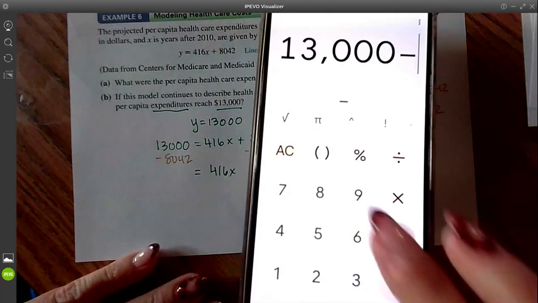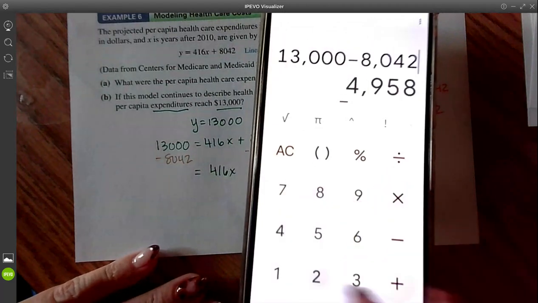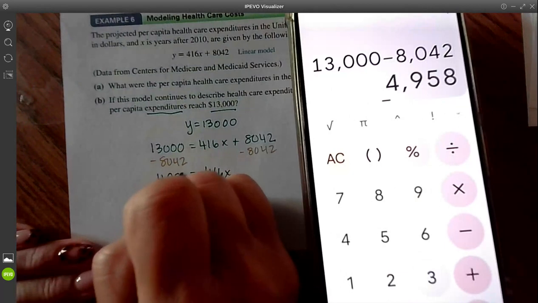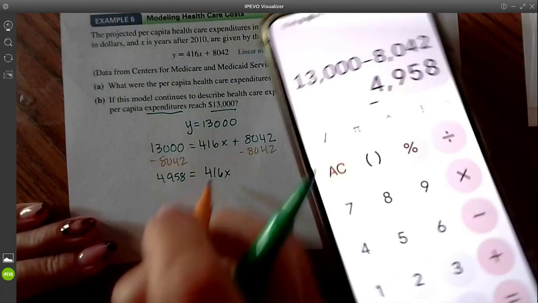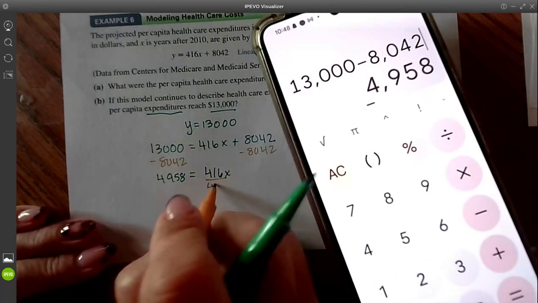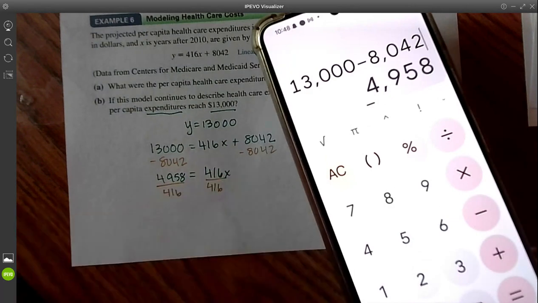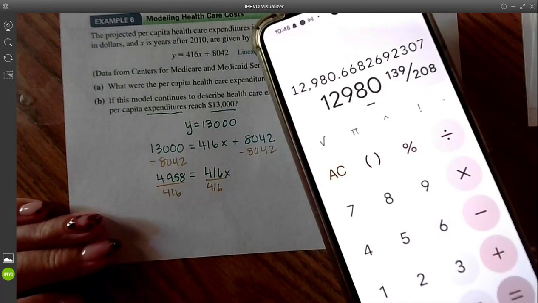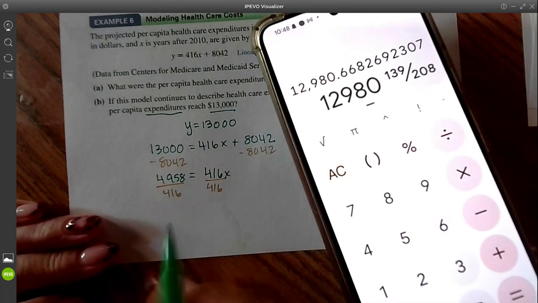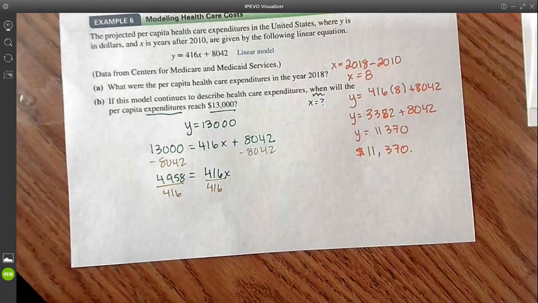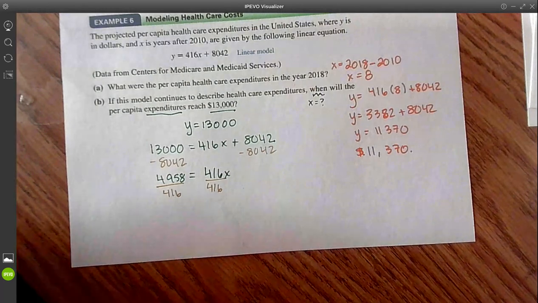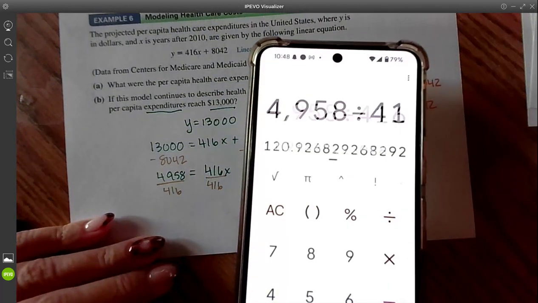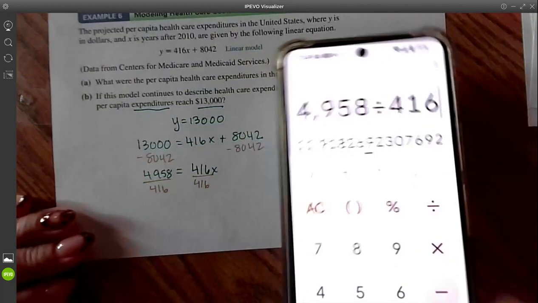13,000 minus 8,042, which is 4,958. Divide both sides by 416. I don't think I did that right. Try again. 4,958 divided by 416. There we go. 11.91 something.